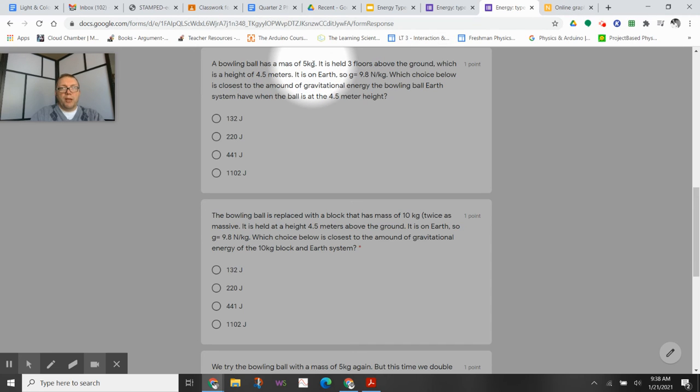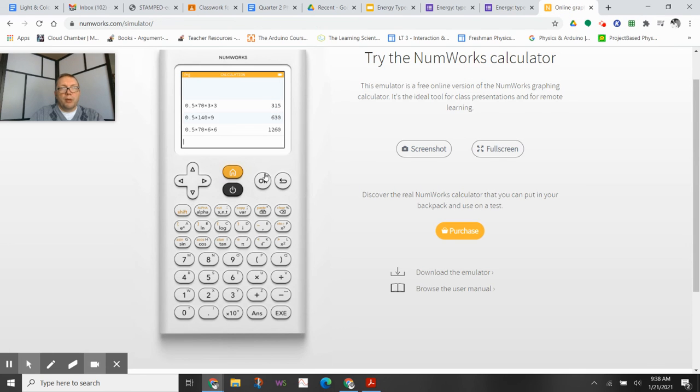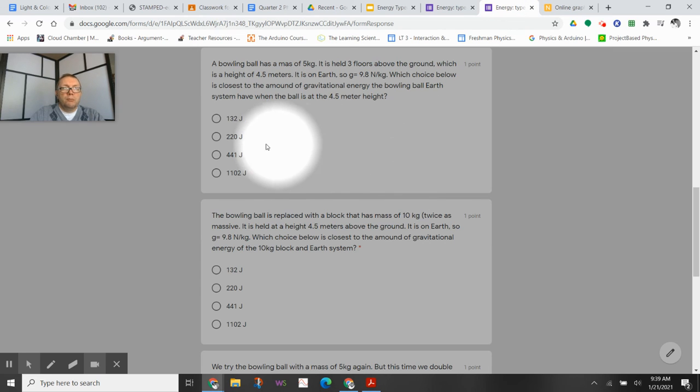So M is 5 kilograms, G is 9.8, and our height is 4.5. So if I just go to my calculator, I was trying to clear. Okay. So mass, 5 kilograms, times G, which is 9.8 newtons per kilogram, times height, which in this problem they tell us is 4.5 meters. So I get 220.5. So I go back here, 220. That's about as close as we'll get.